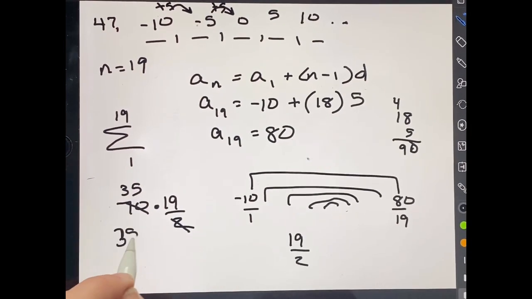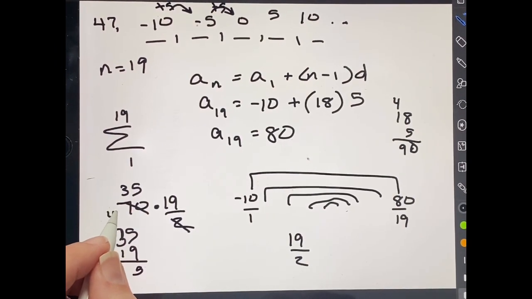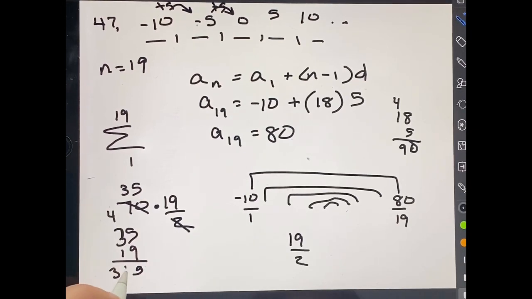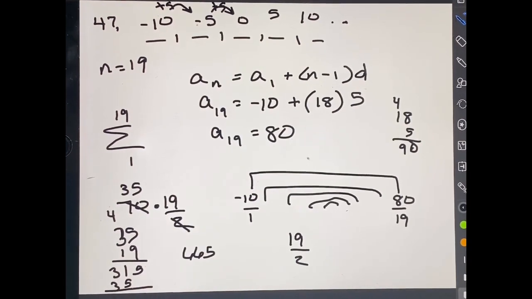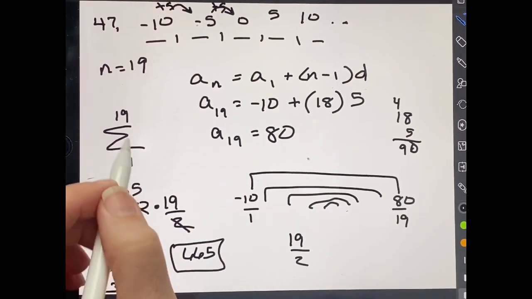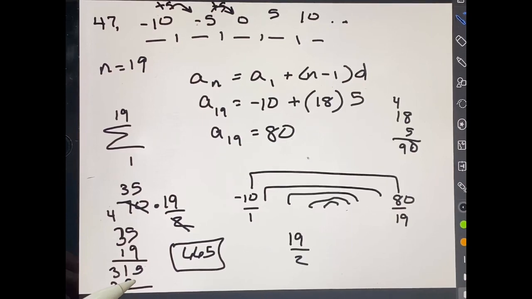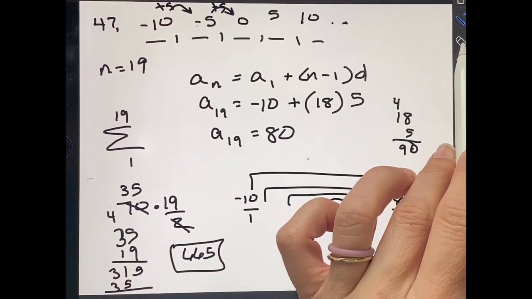I'm going to work this out. 35 times 19. I don't have a calculator with me. 9 times 5 is 45, 9 times 3 is 27, 28, 29, 30, 31. Then we have 5 and 3, just for those who still need work on their long multiplication. So looks like we've got 665. So if I were to add up all of those values, the sum from 1 to 19 is going to give me 665 when I sum that up.